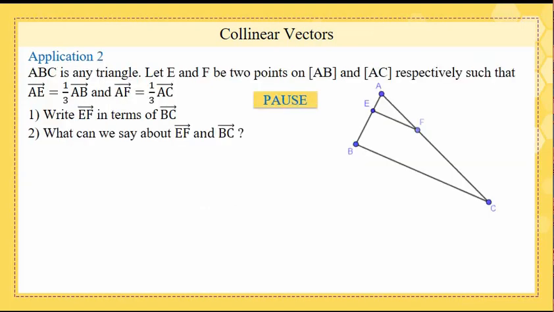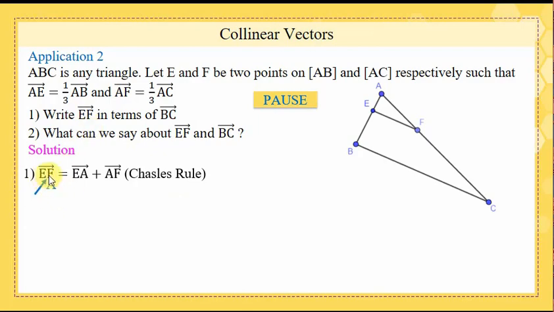Application 2. Pause the video for 10 minutes and try to solve this application. In this application, you have ABC a triangle and 2 points E and F such that AE vector equals 1 over 3 AB vector and AF vector equals 1 over 3 AC vector. In the first part, you are asked to write EF vector in terms of BC vector. Pay attention to the given and start by EF vector.